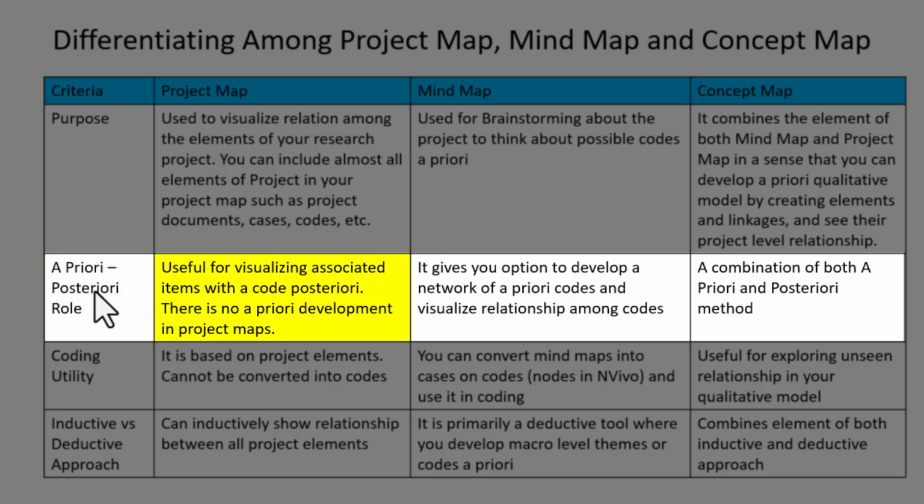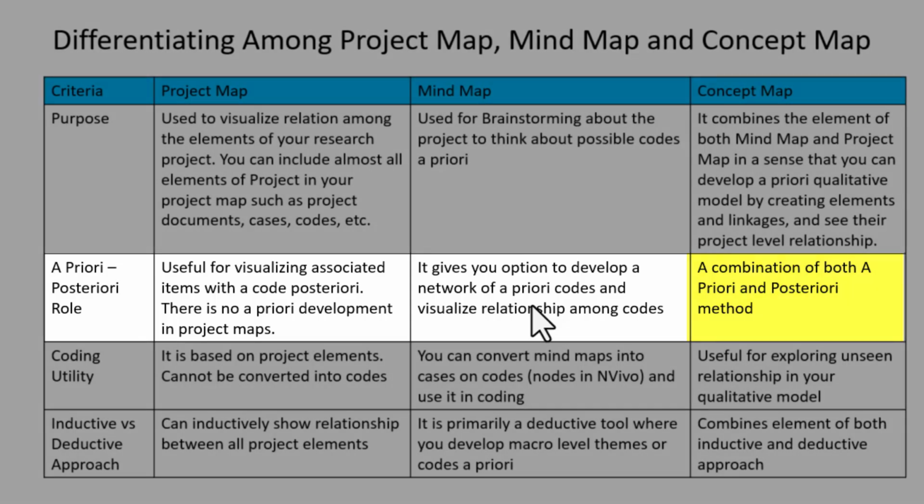So as far as project maps are concerned, they are posterior units. They are based on data. They show you the relationship between project items or project elements. But mind maps are a priori units. So in this case, you are just brainstorming and you have not still started with your actual data. Concept maps, as you understand, combine the element of both a priori as well as posterior method.